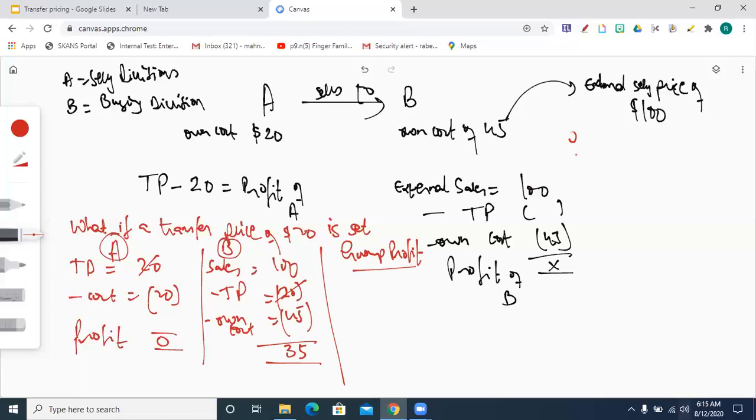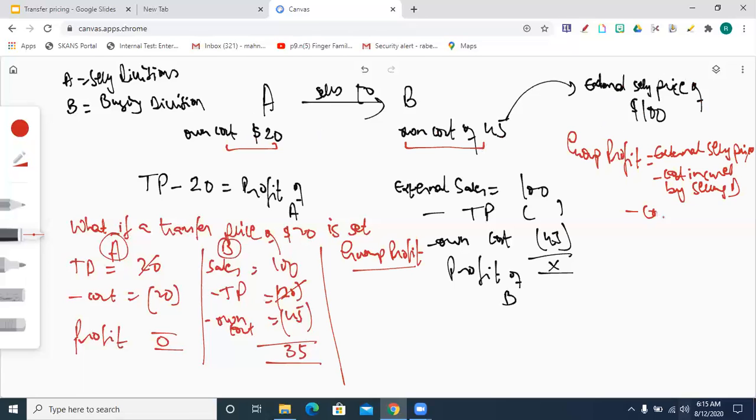So what is a group profit? How is it calculated? Group profit is only the external selling price minus the cost incurred by the selling division, minus the cost incurred by the buying division. So the group profit is going to be external selling price minus cost incurred by a selling division and minus cost incurred by a buying division.